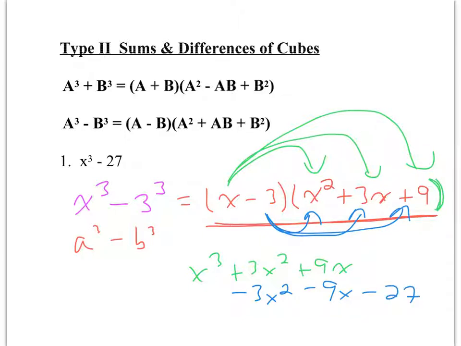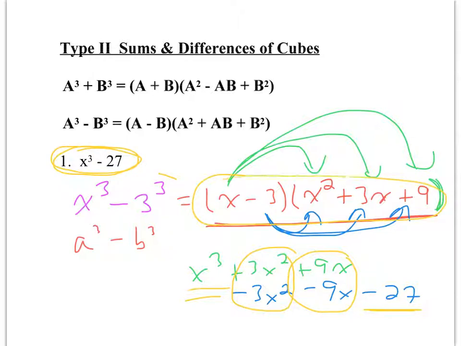We can see now what happens here. Our middle terms are going to cancel. The 3x squareds go. The 9x's go. And I'm left with just x to the third minus 27. And again, this is our product form of a difference of cubes. This is our factored form of our difference of cubes.